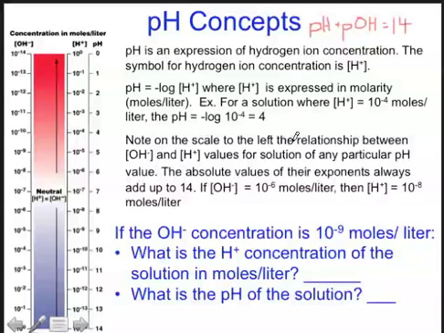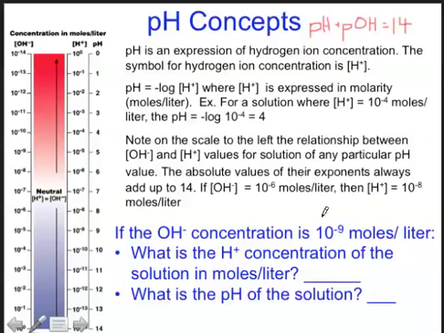Note that on the scale on the left, the relationship between hydroxide and proton values for any particular solution of pH value, the absolute values for their exponents is always going to add up to 14. So if the concentration of hydroxide anions is 10 to the minus 6 molar, then the concentration of protons is going to be 10 to the minus 8th molar. That's just another way of expressing this equation that I showed you up here. Okay, pH plus pOH is always equal to 14.